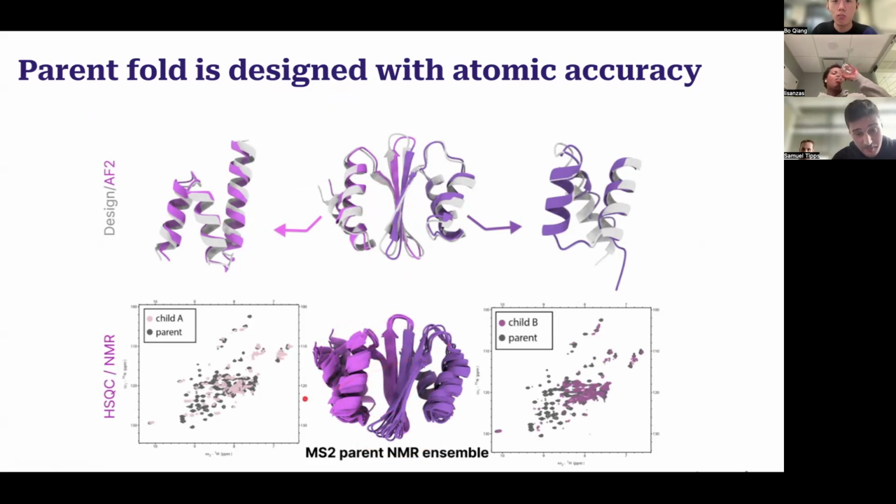And the HSQC spectra of child A and child B compared to the parent show distinct regions of non-overlap. So like where there's pink but no black behind it, or purple but no black behind it, suggests regions of the protein where there are significant structural differences between the parent and the child.